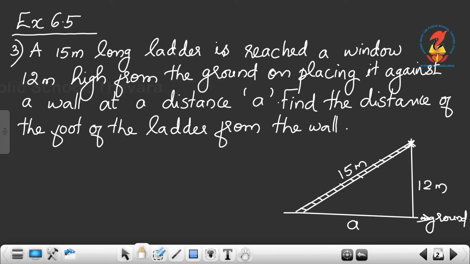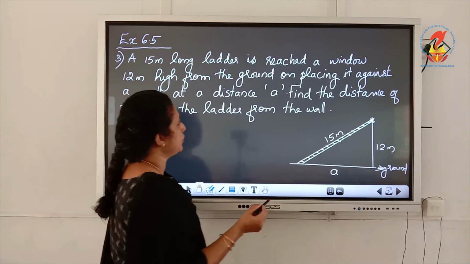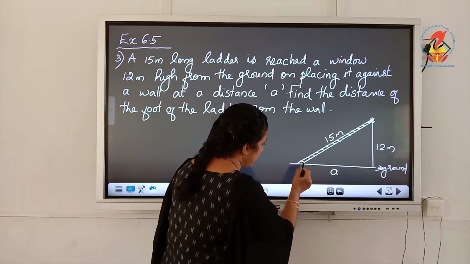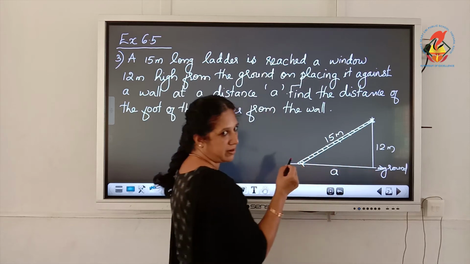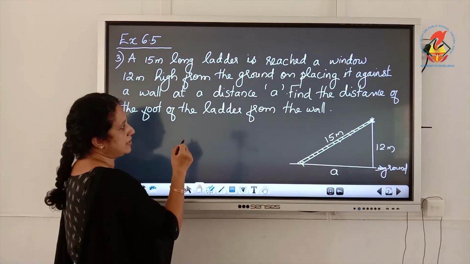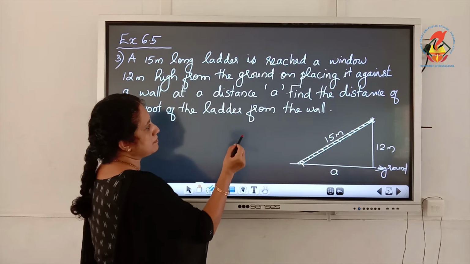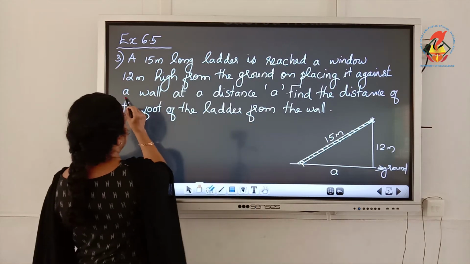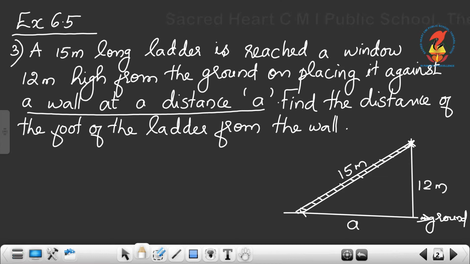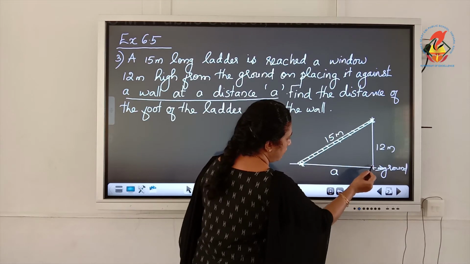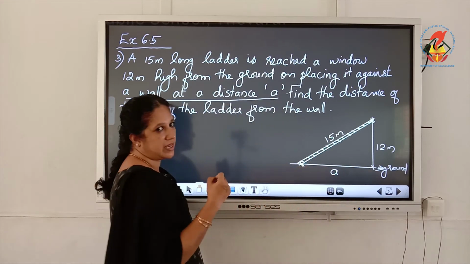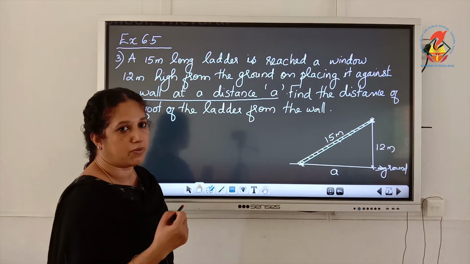Now we want to find the distance of the foot of the ladder from the wall. So here we have the foot of the ladder, and the distance between the foot of the ladder and the wall. In the question it is given that the ladder is placed against a wall at a distance A. So what is the meaning of that? The distance of the foot of the ladder from the base of the wall is given as A. We have to find the value of A.